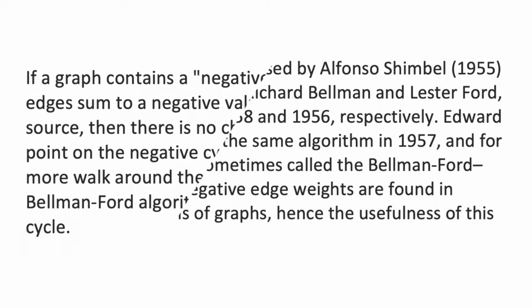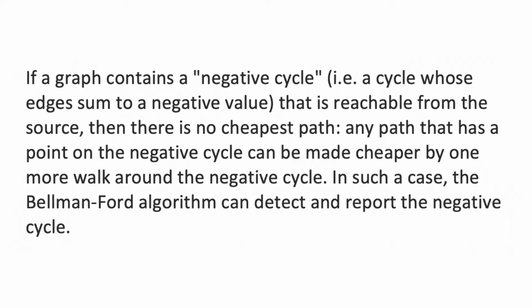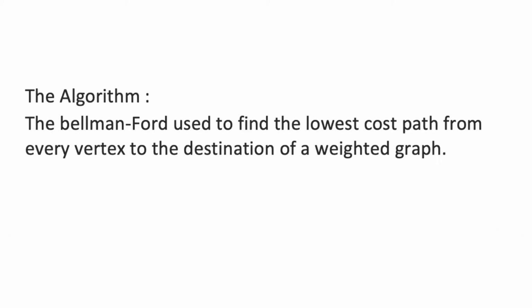Negative edge weights are found in various applications of graphs, hence the usefulness of the algorithm. If a graph contains a negative cycle, that is a cycle whose edges sum to a negative value that is reachable from the source, then there is no cheapest path. Any path that has a point on the negative cycle can be made cheaper by adding one more walk around the negative cycle. In such a case, the Bellman-Ford algorithm can detect and report the negative cycle. The Bellman-Ford algorithm is used to find the lowest cost path from every vertex to a destination of the weighted graph. We will see the algorithm now.